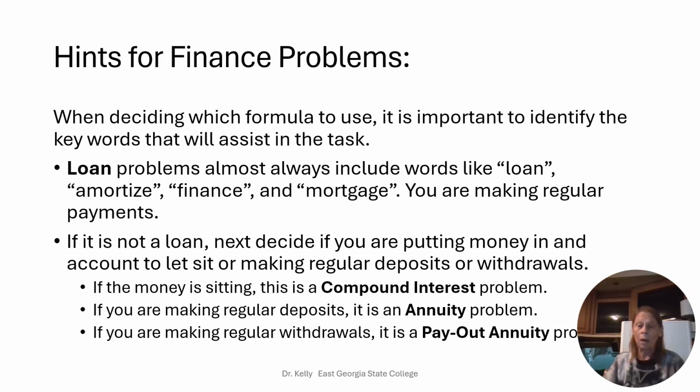Or is it pay out? Are you getting payments? If you're getting payments, it's a payout annuity, and that is the same thing as a loan. If it's a payment to you, then it is a payout annuity. If it is a payout to someone else, like a mortgage company or the finance company, then it is a loan. Both use the same formula.